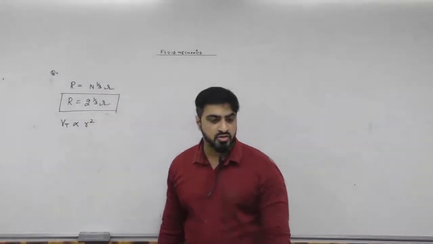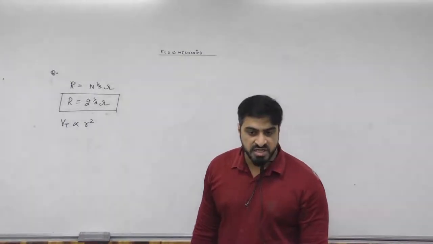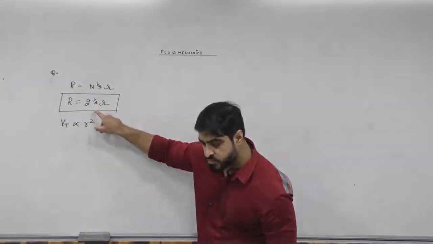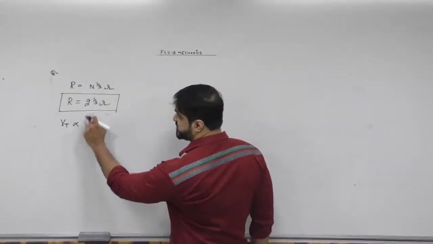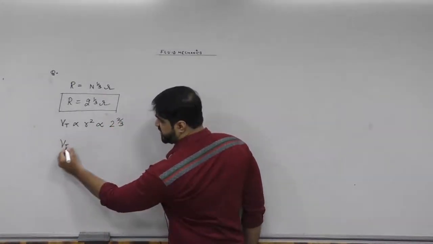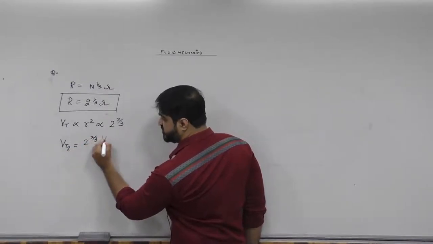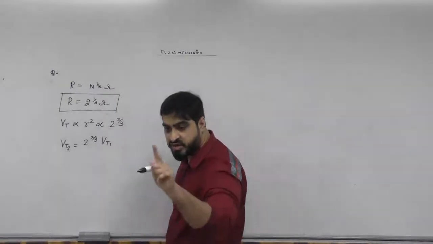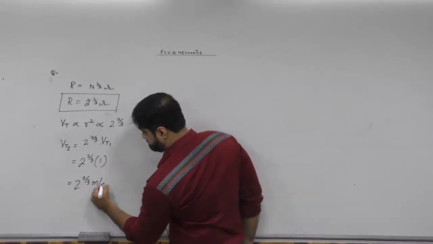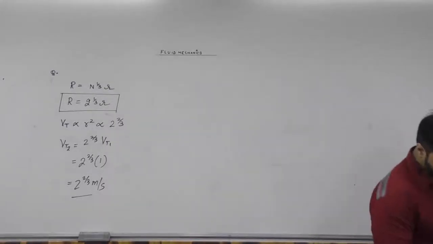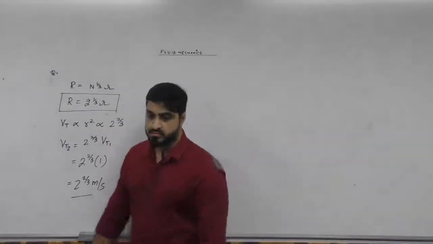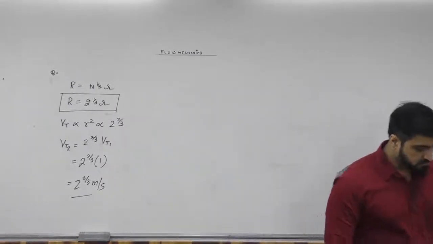See the formula: 2/9 r square by eta g into rho 1 minus rho 2. How many times has the factor of r become? 2 raised to 1/3. So r square will become 2 raised to 2/3. So can I say the terminal velocity 2 is going to become 2 raised to 2/3 times terminal velocity 1? What is the initial terminal velocity? 1. Getting it? Next question.